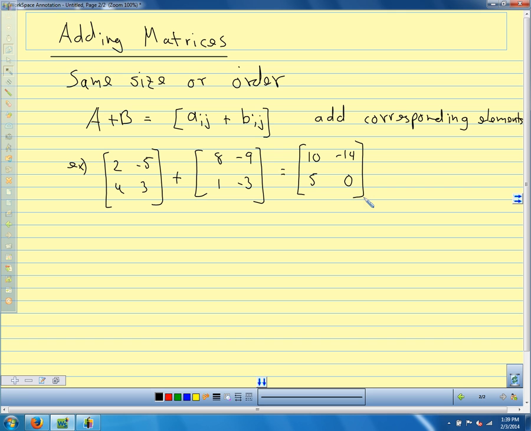If our matrices are bigger, we just have more individual pieces to add, but they have to be the same size. These are both 2 by 2, so we can add them. If one is 2 by 2 and one is 3 by 5, it doesn't make sense to add them. Addition is not defined if they're not the same size.